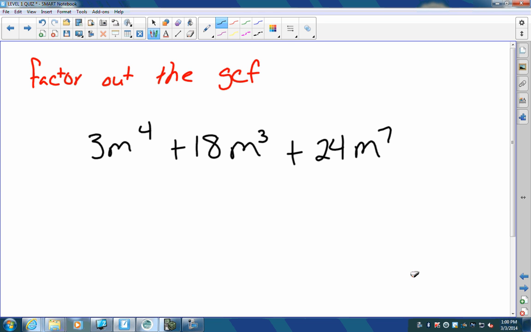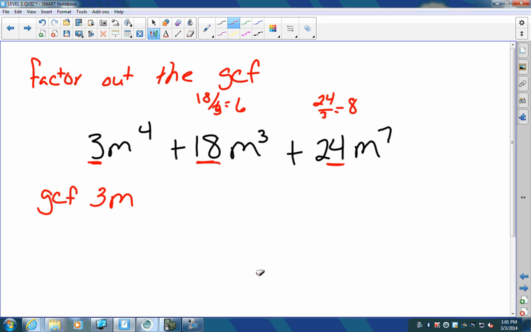All right, when you're looking for the GCF, first let's look through the numbers, my coefficients. 3 is my smallest. I always start with 3. Does 3 go into 18? What is 18 divided by 3? 6. What about 24 divided by 3? 8. Oh, cool. So my GCF is 3. Now, there's also something else. What else is in common in all of them? M's are in all of them. What's the smallest exponent? A 3.